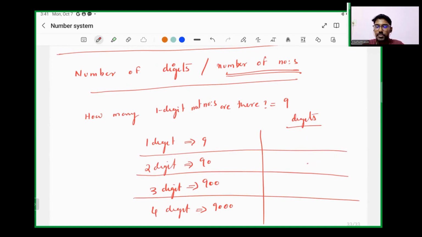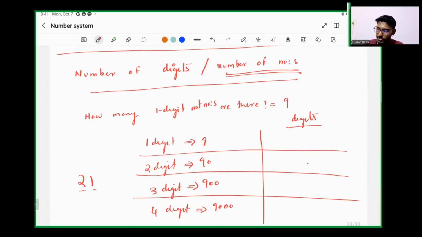What is the difference between digits and number? For example, if I took a number 21, 21 is one number. So when we are taking 21 as a number, you need to count it as 1. But 21 has got 2 digits. There is 2 and 1. So if I ask you how many digits are there in 21, you should say 2.